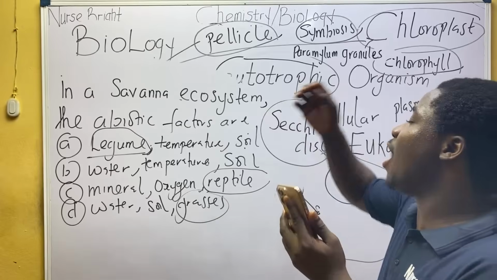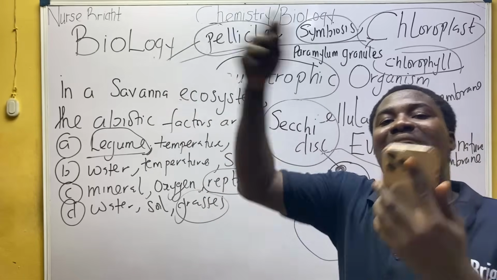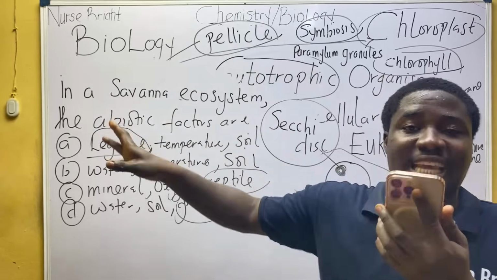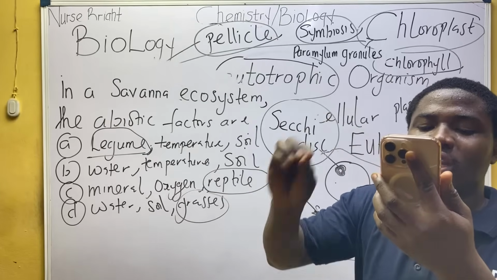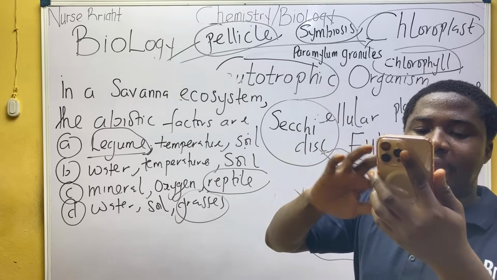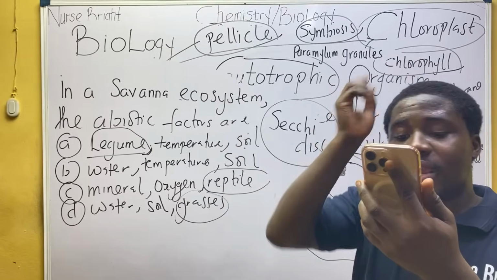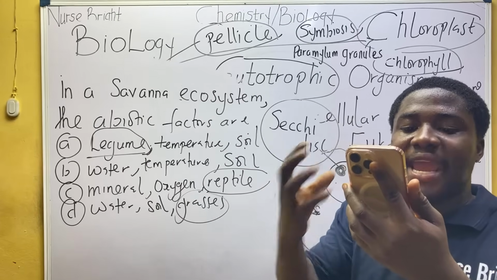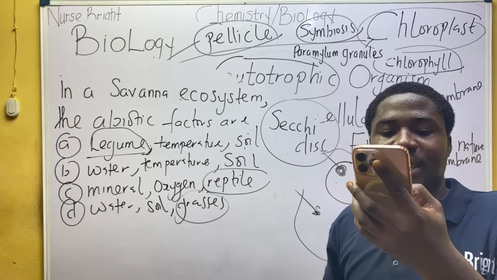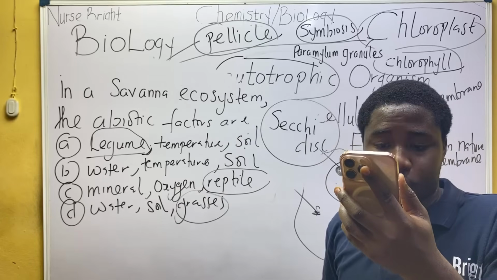Option C, the association may involve two plants, correct. Symbiosis could be between animal and plant, animal and animal, as the case may be. So the association may involve two plants, that is true. Are you there? May involve what? Two plants, that is true.